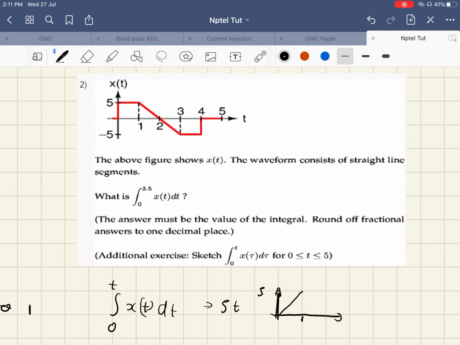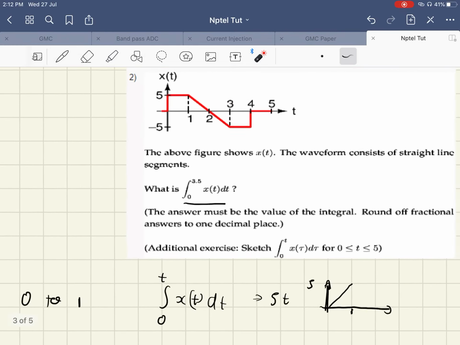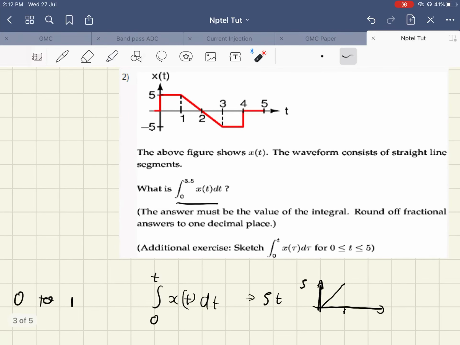Now it's the same waveform in the second question, but this time we need to find the integration of this particular waveform. We need to find its value at t equal to 3.5, that is over here, and then we also need to sketch the complete waveform. Now let's proceed step by step with this problem.